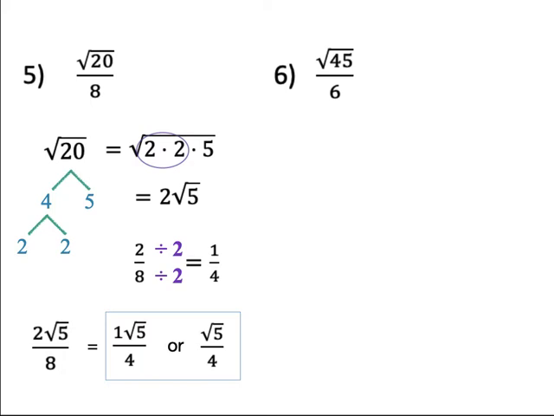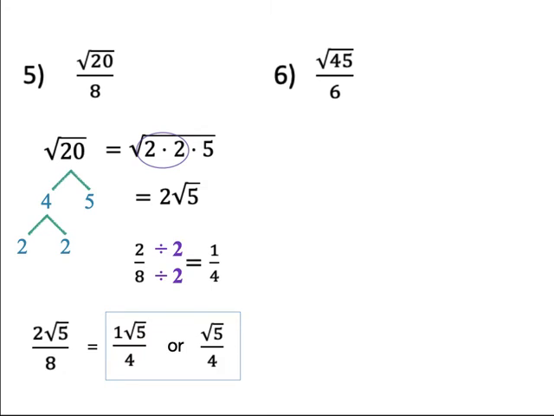So for your final answer, replace the 2 over 8 with 1/4, but keep the square root of 5 where it is. And if you have 1 times anything, then multiplying by 1 doesn't really change your answer, so you can leave that out. The simplest way to write your answer would be square root of 5 over 4.